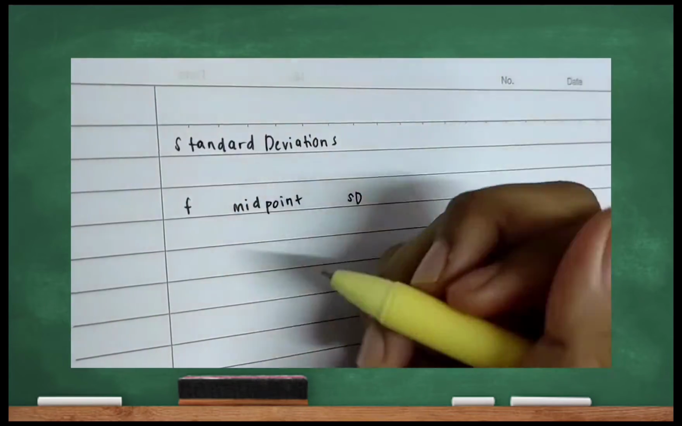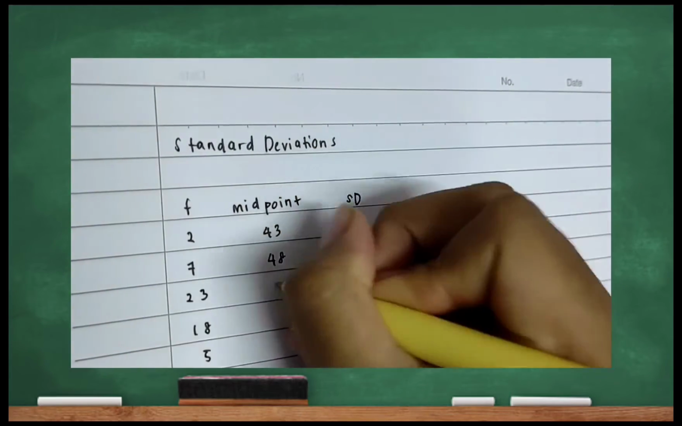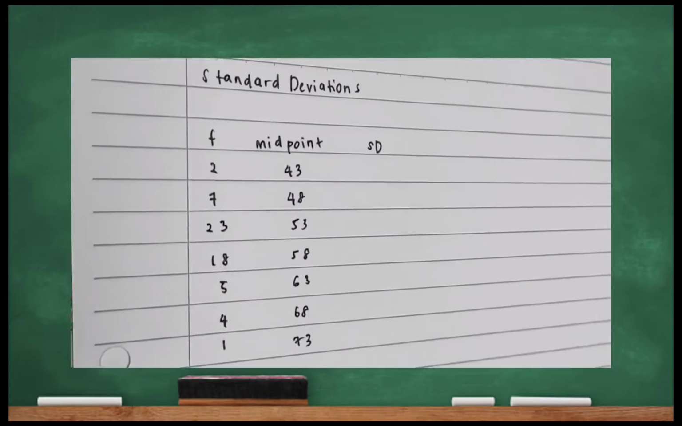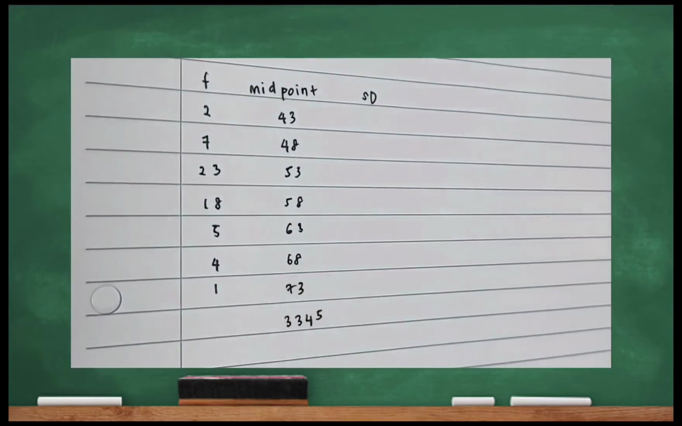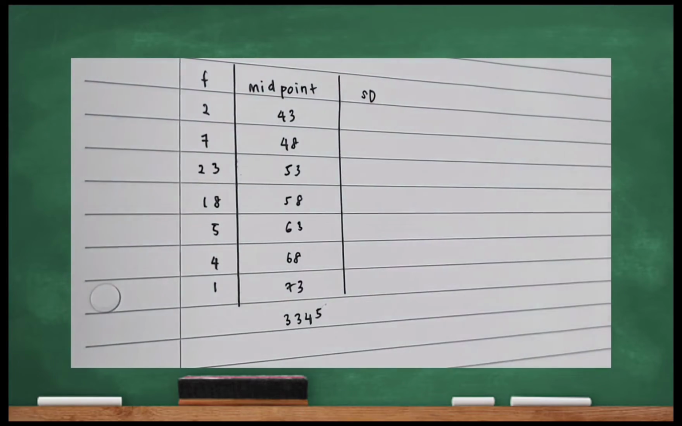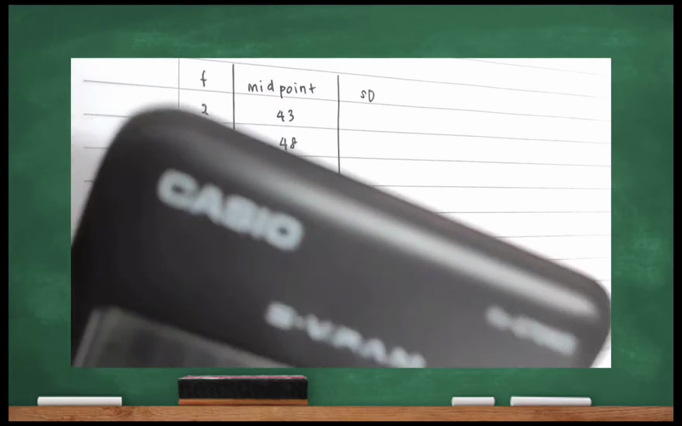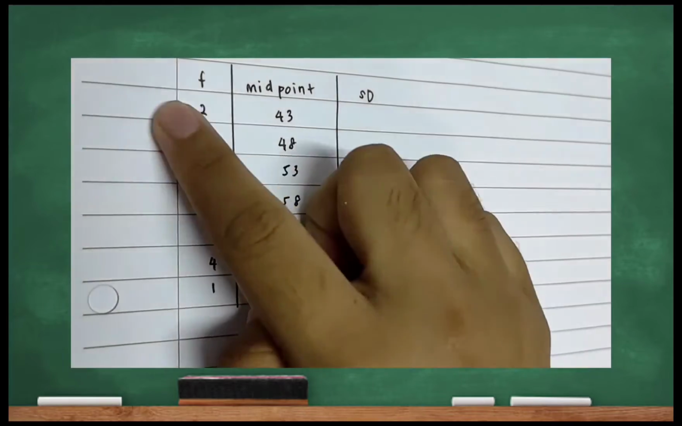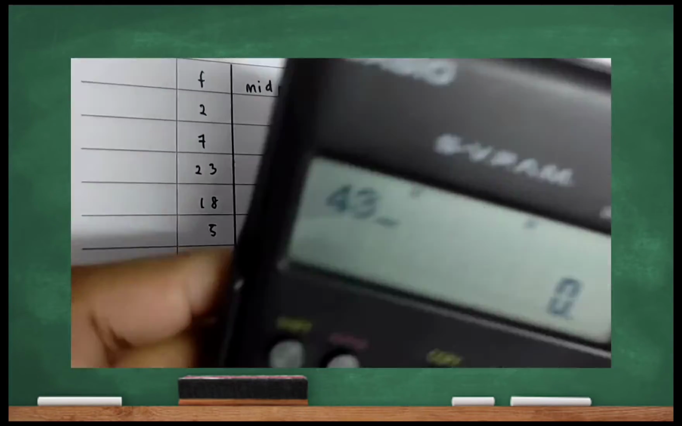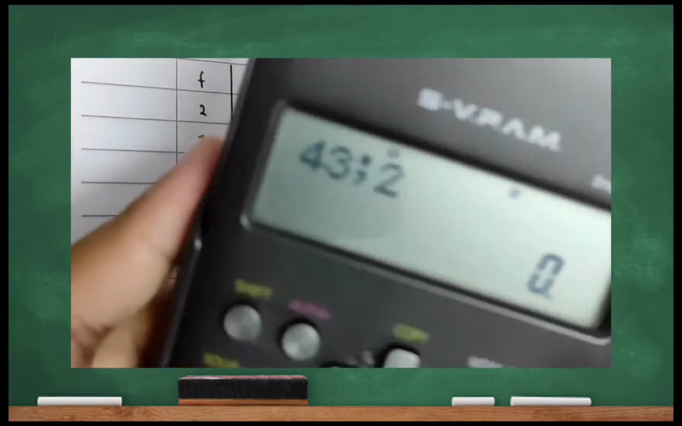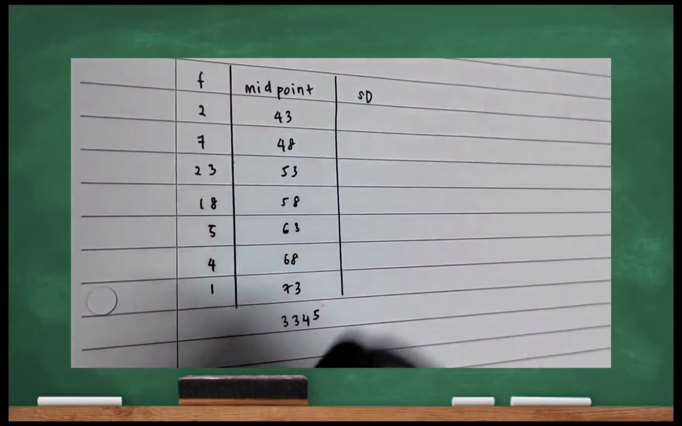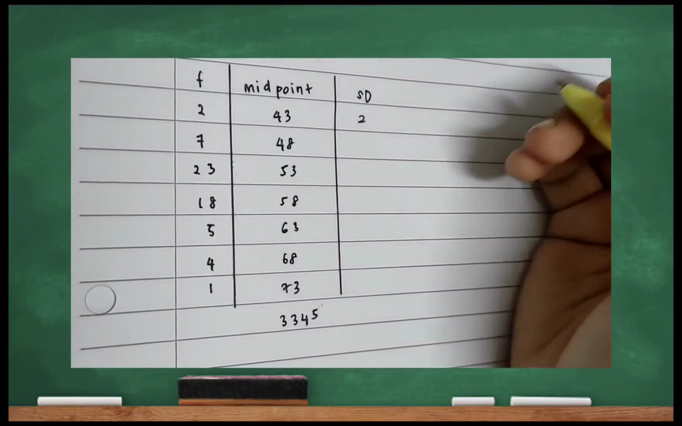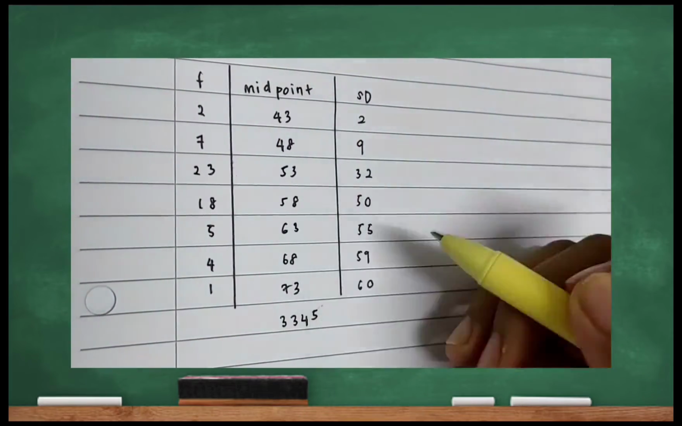First and foremost, we have to make the table first of f, midpoint, and standard deviation. Next, we have to find the standard deviation by using the calculator, where we click on the mode and choose SD, and we take the midpoint, which is 43, and then click shift and comma, and then put the f, and then click M+ to get the standard deviation, and then list out all of the standard deviation.